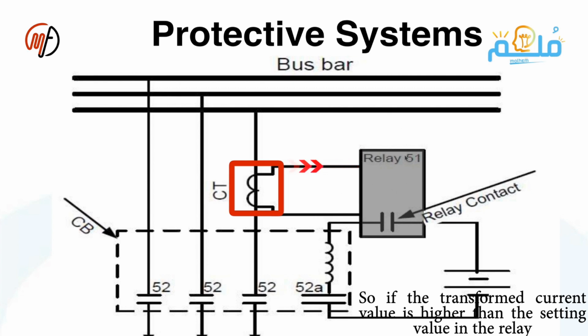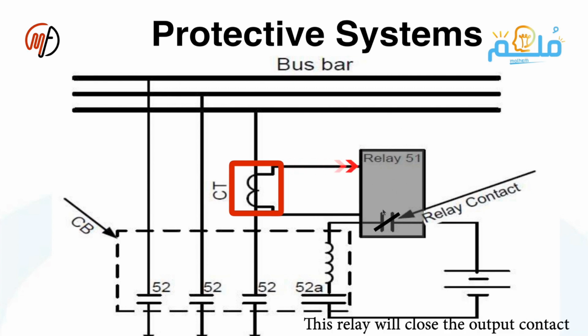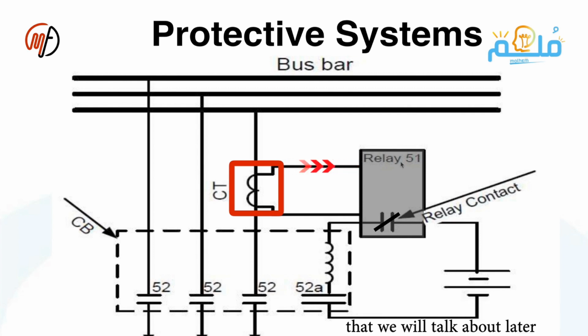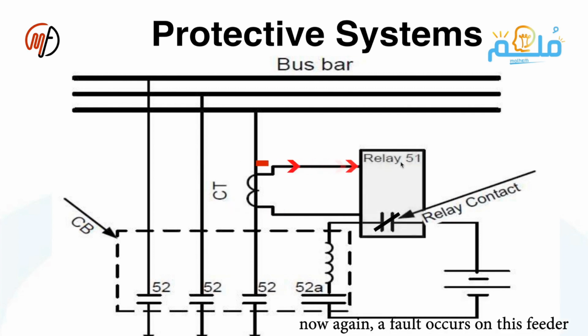The bus bar feeds the fault area. The fault current flows to the circuit breaker. The current transformer reduces the high current to a suitable value for the relay path. The relay compares this with the set value. If the current is higher, it closes the output contact, allowing battery current to reach the trip coil of the circuit breaker, which opens it.